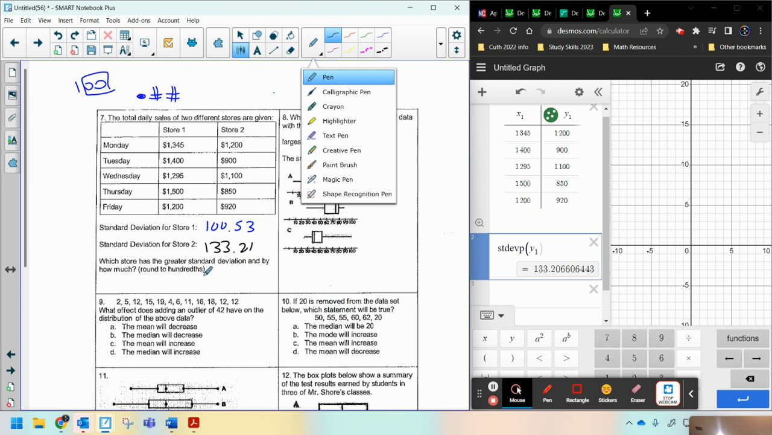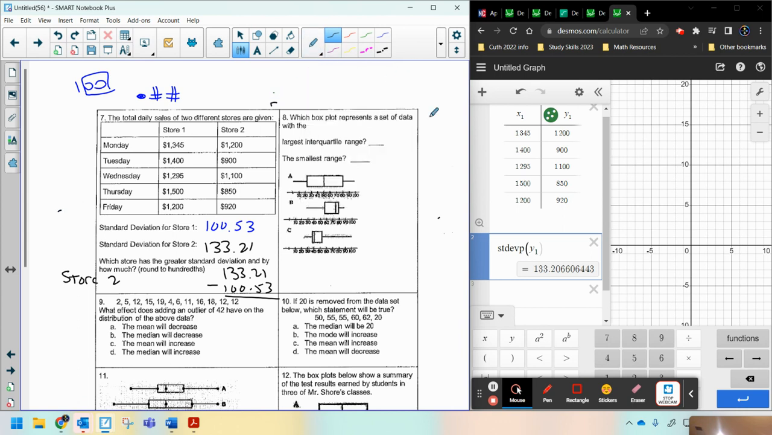0.21. And which store has the greatest? It's going to be store 2. And by how much? Well, you guys can do that. You guys can subtract. Do 133.21 minus 100.53, and you get the answer, and you will round to the nearest hundredth on that one.